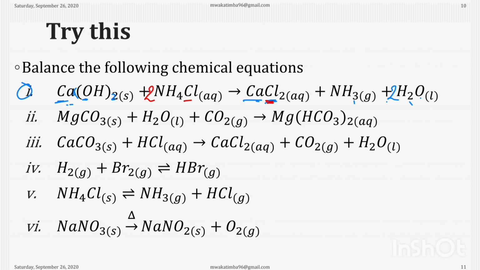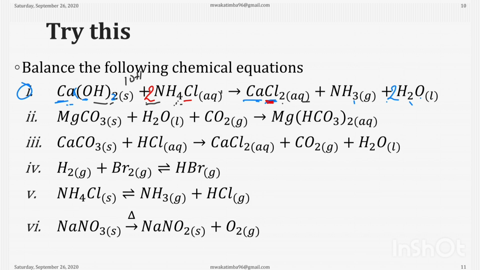Right now we jump to hydrogen. Here we have 2 hydrogen, and also here we have 4 times 2, which is 8 hydrogen, plus 2 hydrogen. So in the reacting species we have 10 hydrogen, you see. But in the product side we have 3 hydrogen and 4 hydrogen, which is 7 hydrogen. So we can leave it for now, but we look at nitrogen also.